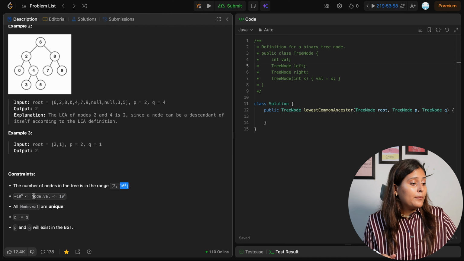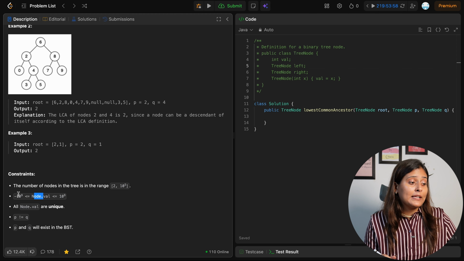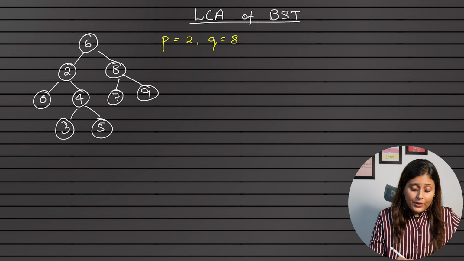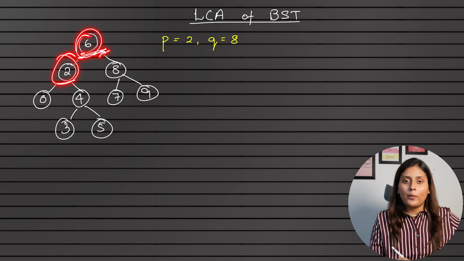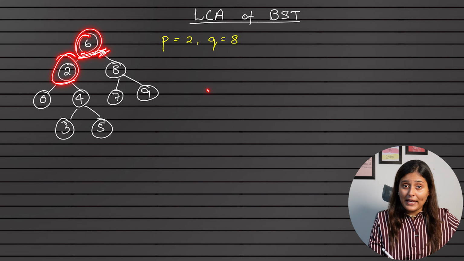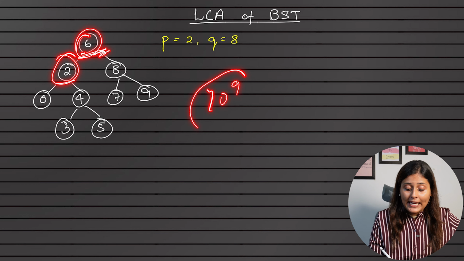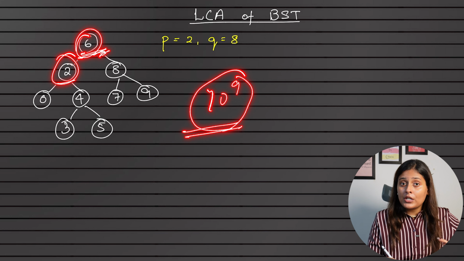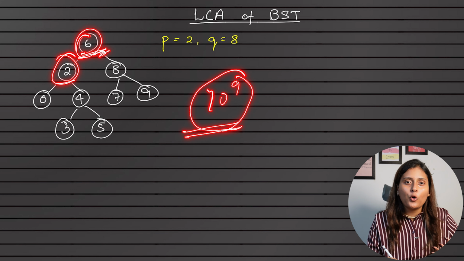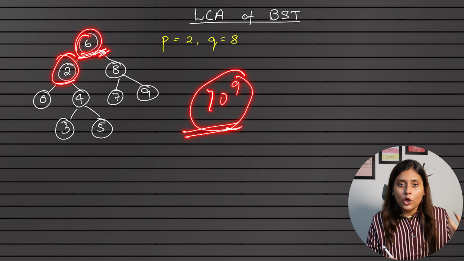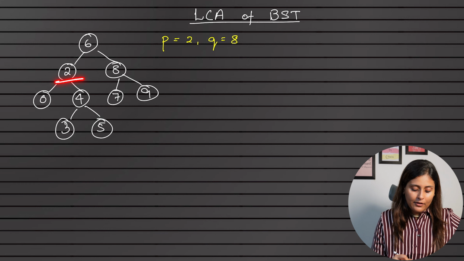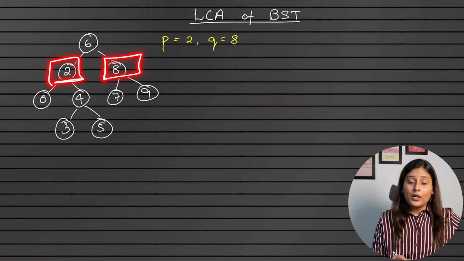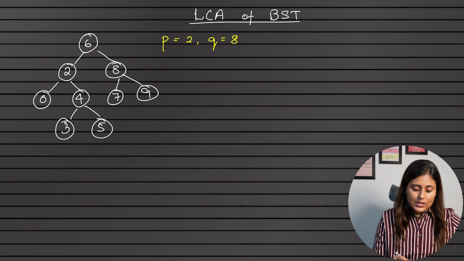Now the node values can go from minus 10 power 9 to 10 power 9. As we do not need to do summation or multiplication of values, we don't have to play with the values. 10 power 9 is within the maximum integer limit, so we do not need to worry about long conversion. Here are the P and Q which have been given. P is 2 and Q is 8. The nearest common ancestor of both of these nodes is 6.